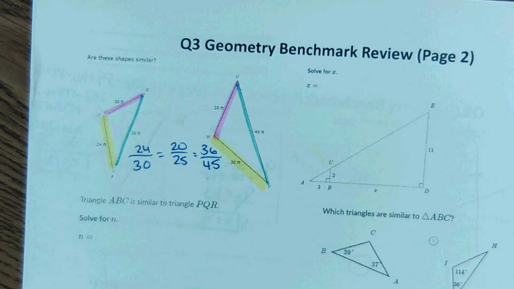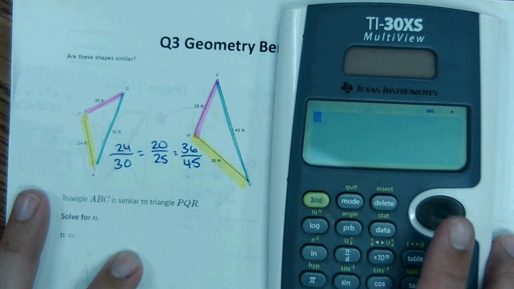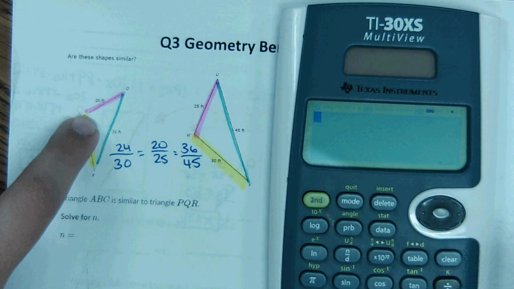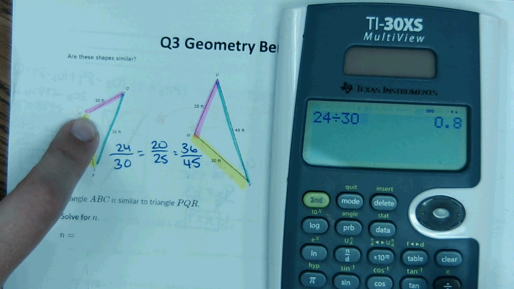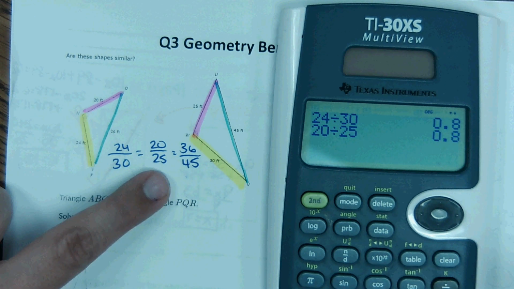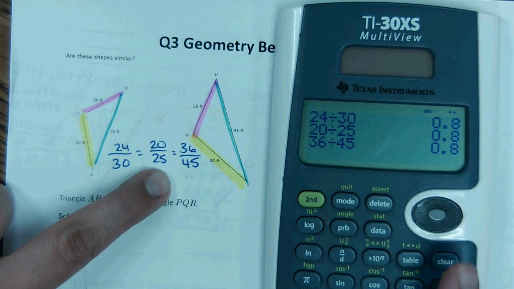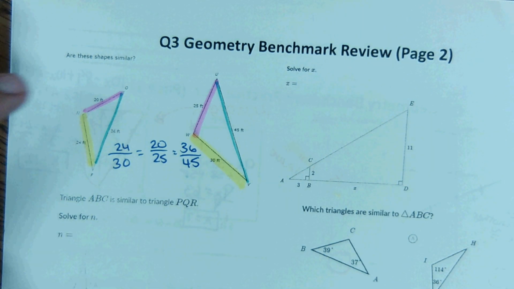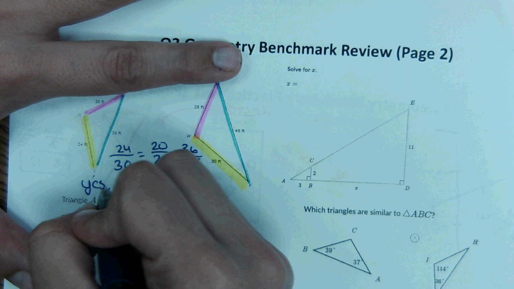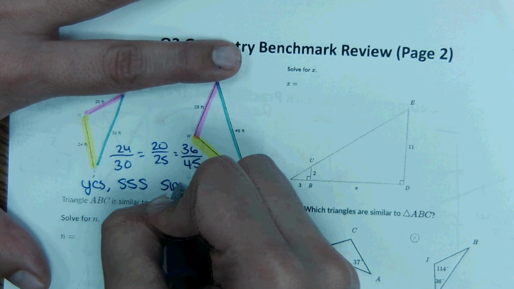Then to see if these ratios are equal, the easiest way is to plug it in a calculator and see if it comes out to the same decimal. So 24 divided by 30, 20 divided by 25, and 36 divided by 45 all come out to 0.8. So yes, they are proportional, and yes, you have side, side, side similarity.